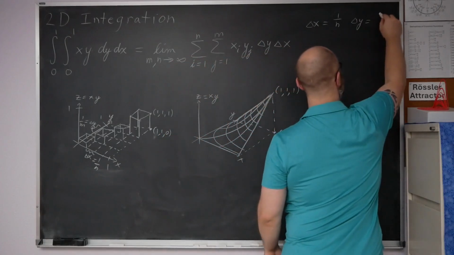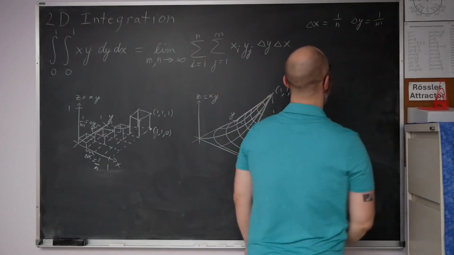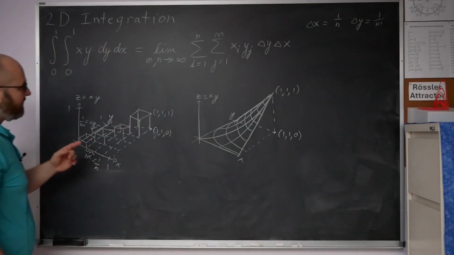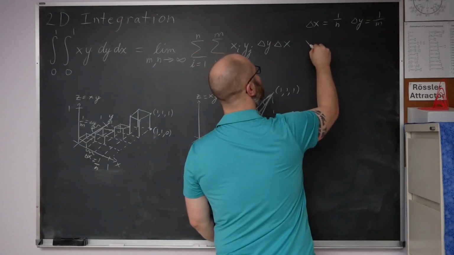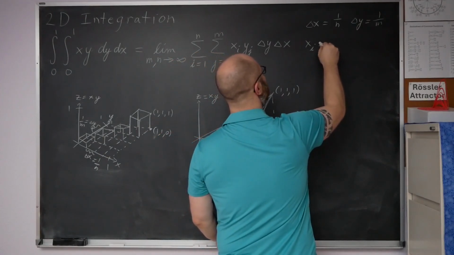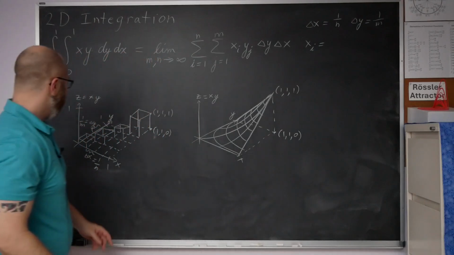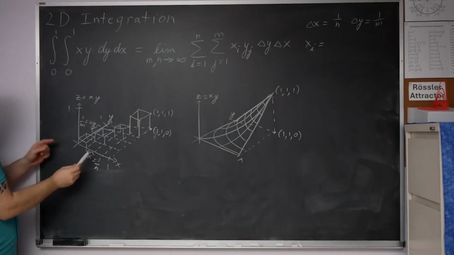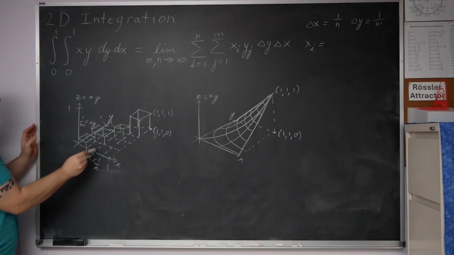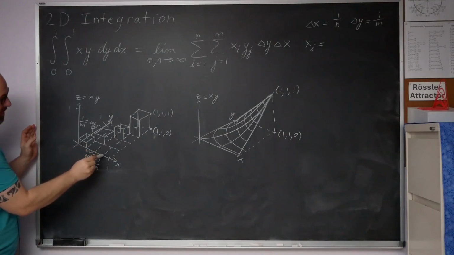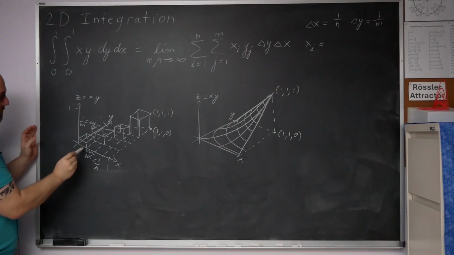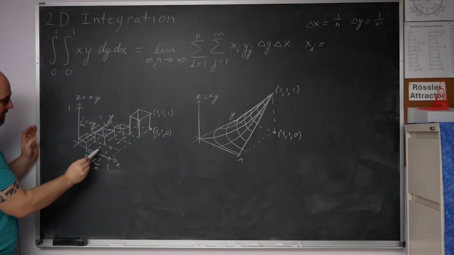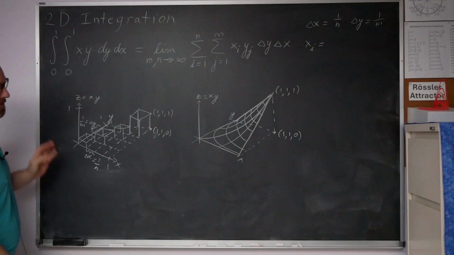All right, then x sub i, y sub j. So x sub i. Well, when i is equal to 1, we're here. When i is equal to 2, we're here. When i is equal to 3, we're here. When i is equal to 4, we're here, for n equals 4. So we're just going 1 delta x each time. And so it ends up being i times delta x.